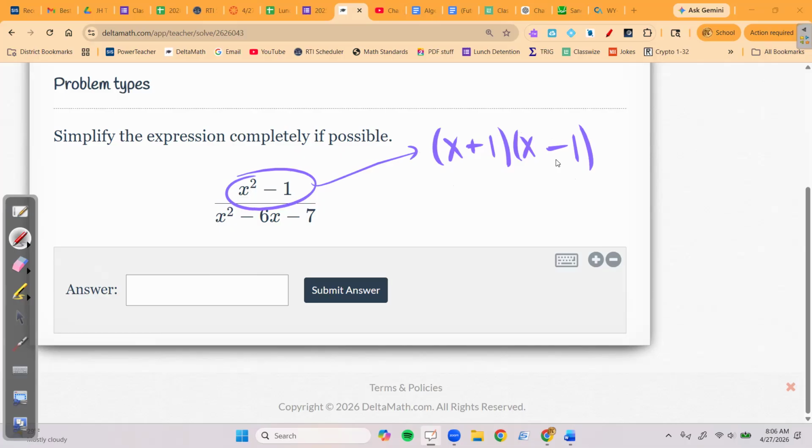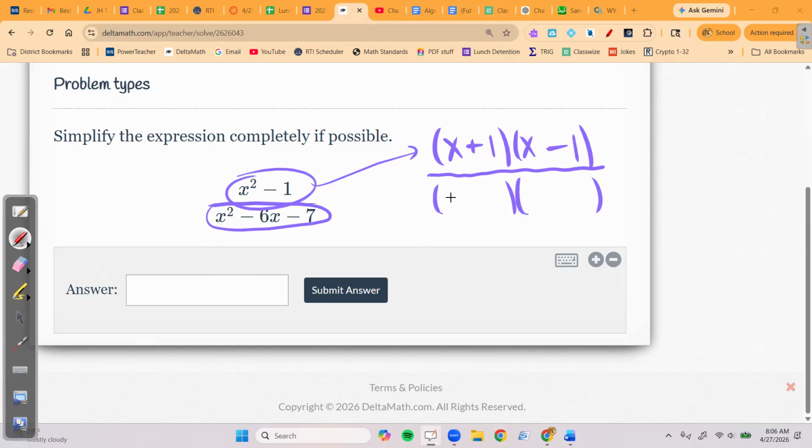Perfect. And on the bottom, we're going to think the exact same way. We're going to say, how can I turn you into a multiplication problem? This is good old classic factoring, right? What is it? Good try. I think it is the opposite, right?